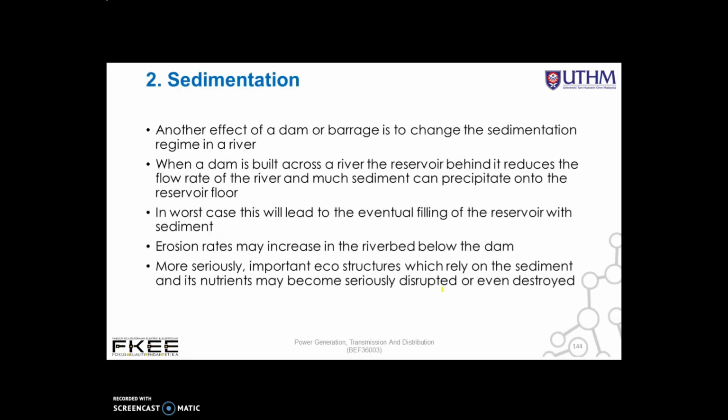The second is the sedimentation. Another effect of a dam or barrage is to change the sedimentation regime in a river. When a dam is built across a river, the reservoir behind it reduces the flow rate of the river, and much sediment can precipitate onto the reservoir floor. In the worst case, this will lead to the eventual filling of the reservoir with sediment. Erosion rates may increase in the riverbed below the dam, and more seriously, important ecostructures which rely on the sediment and its nutrients may become seriously disrupted or even destroyed.